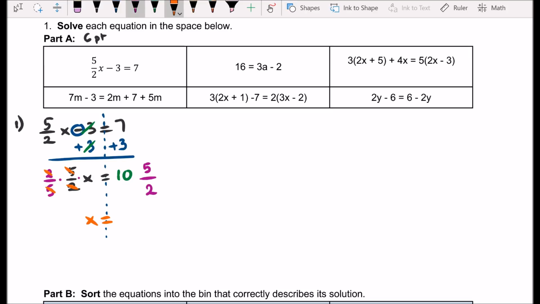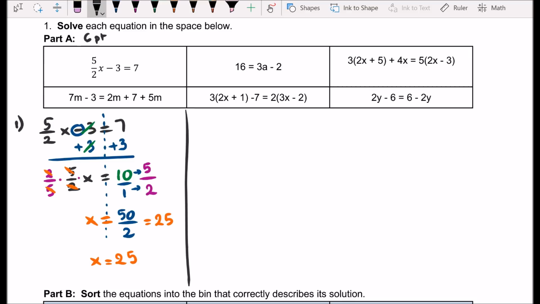On the right side, we have 10 times 5 over 2. So it's going to be 10 over 1, and to multiply fractions, we multiply straight across, which gives you 50 over 2, and 50 divided by 2 gives you 25. Okay, so x equals 25. Alright, by showing me these steps, you have 1 point so far.